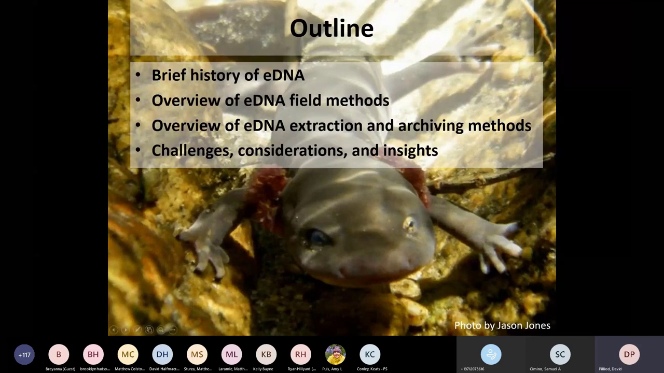Okay, so the outline for the eDNA 101 presentation today, I'm going to start out with a brief history of eDNA, give an overview of eDNA field methods, and then hand it off to Matt Laramie to cover the eDNA extraction and archiving methods. Throughout each of these sections, we're going to do a little bit of comparison of some studies that have looked at different methods. But it's not enough time to get into the details of what works best where. But for that, we will focus on some challenges and considerations and insights just to help people think about what they need to be discussing as you get into eDNA research.